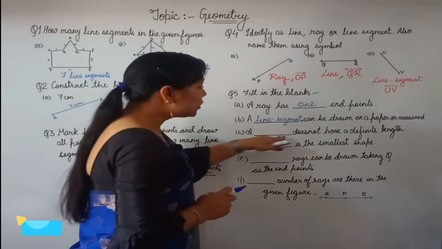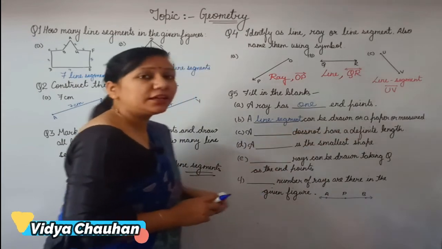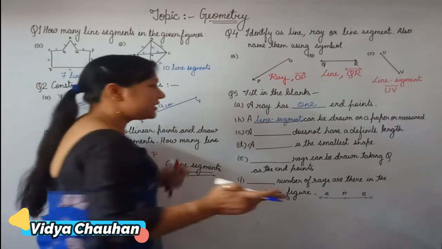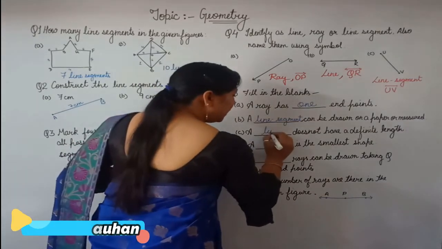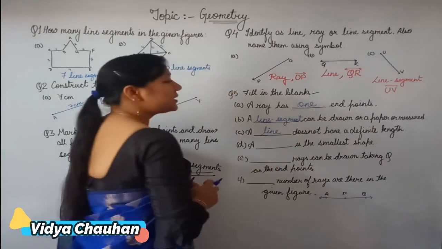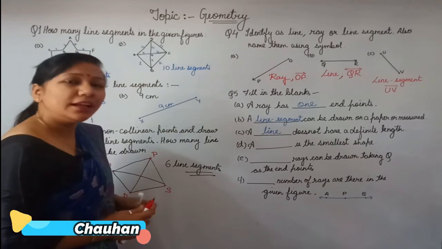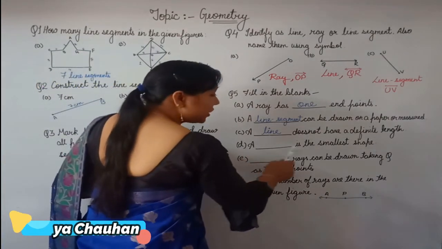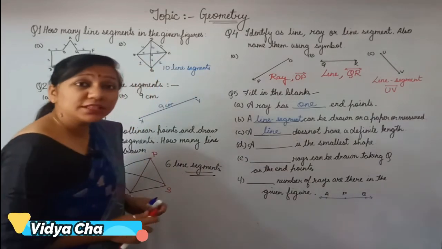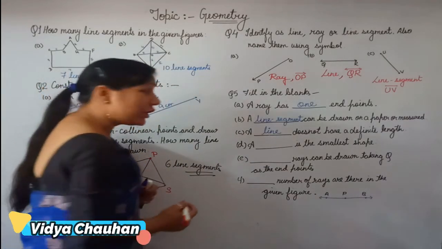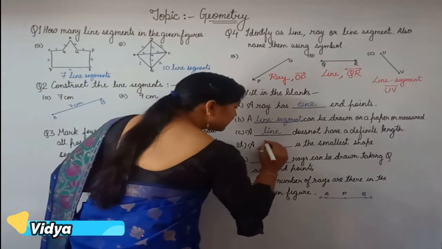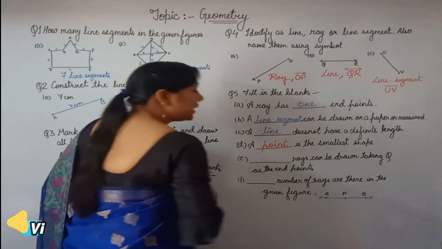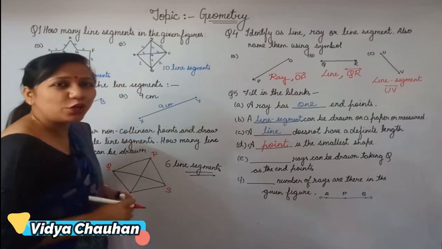Third, a dash does not have a definite length. Which figure does not have a definite length? That means whose length is infinite. Yes, a line. A line does not have a definite length. Okay students, coming to the next part. A dash is the smallest shape. Which is the smallest shape? The smallest shape is a point. It is just a small dot.